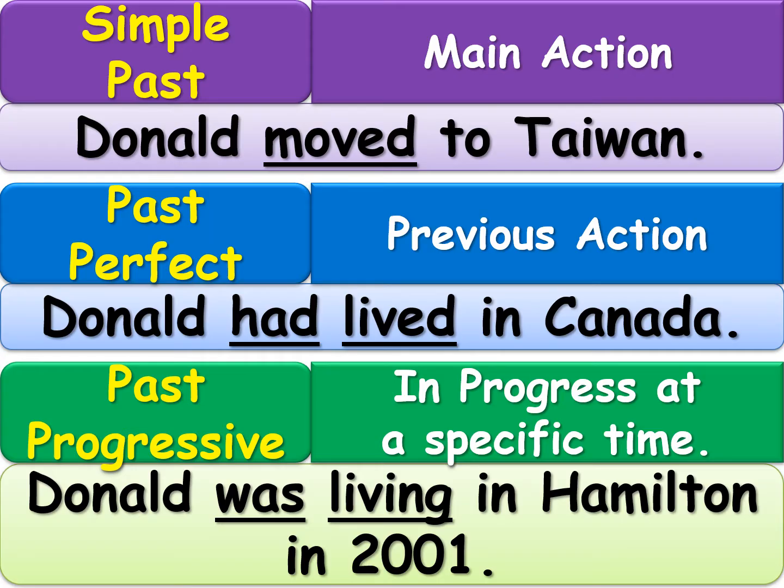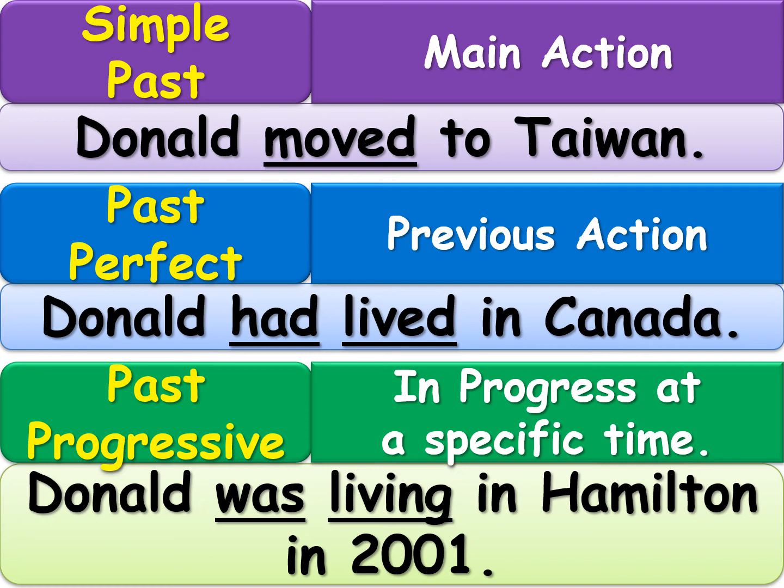Let's review the rules one more time. So we use the simple past for a main action, like Donald moved to Taiwan, and then the past perfect for a previous action, an action that happened before the main action. And we use past progressive, was or were and -ing on the verb, for an event that happened at a specific time or during a specific time.